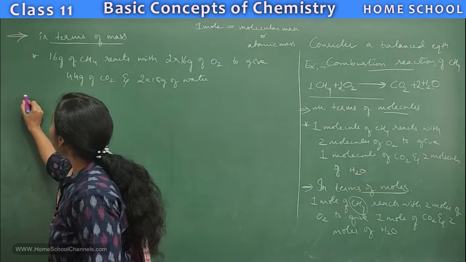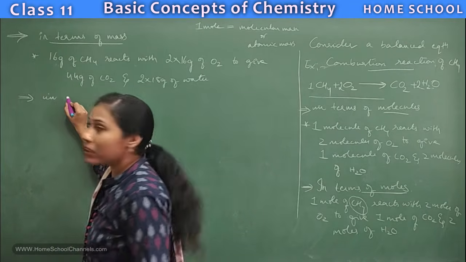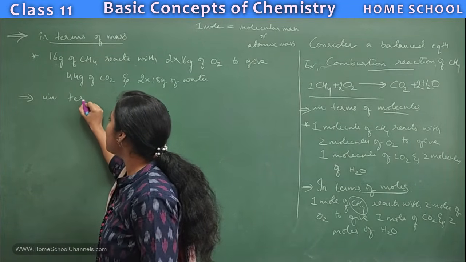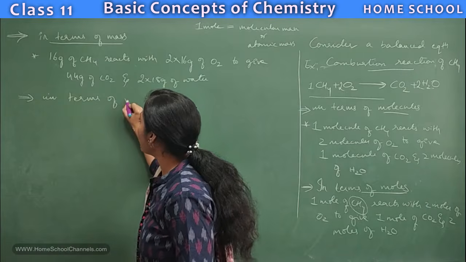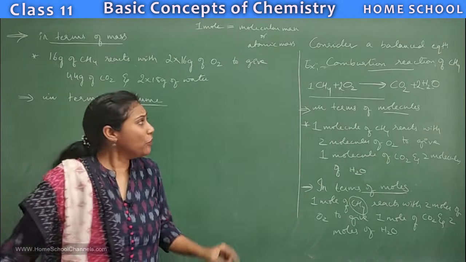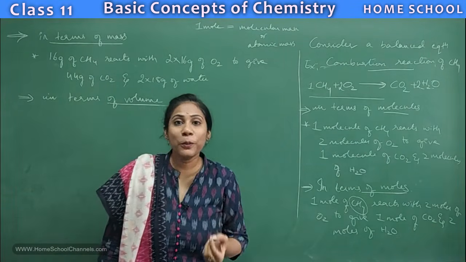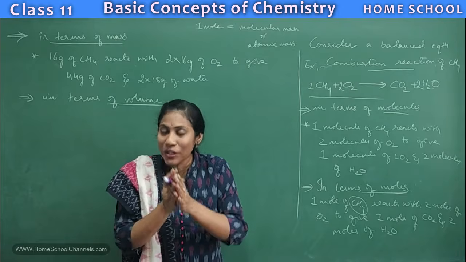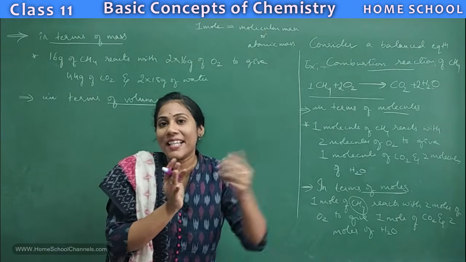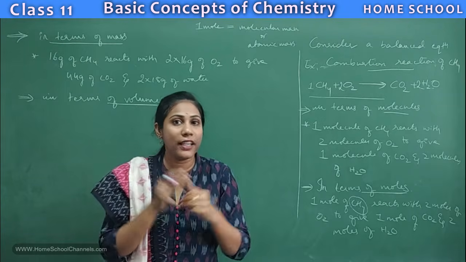Now, let us speak in terms of volume. Let us speak about a chemical reaction in terms of volume. How do you tell in terms of volume? You know what? 1 mole of any gas can occupy 22.4 liters. Yes or no? 1 mole of any gas can occupy 22.4 liters. That's what we call molar volume.